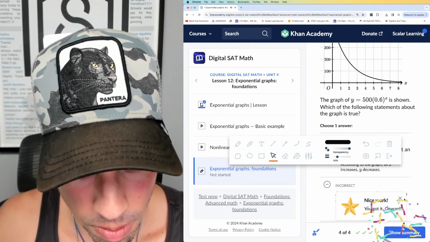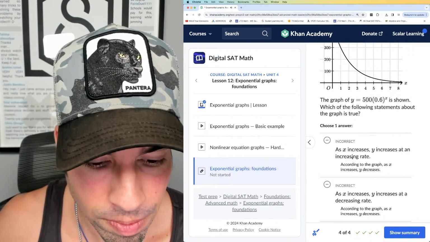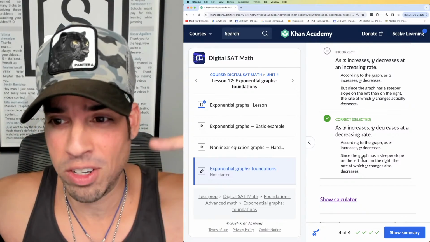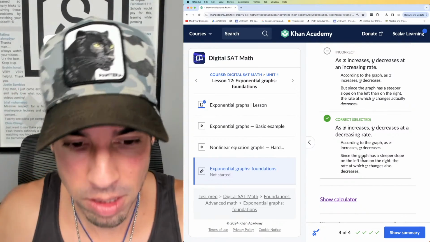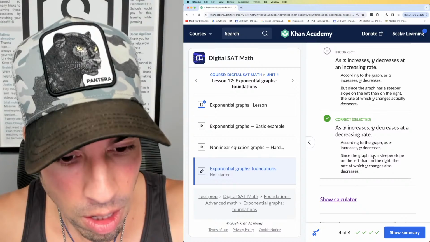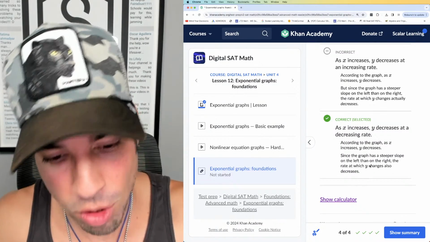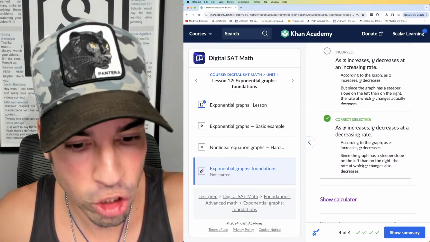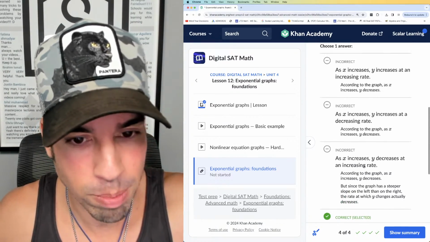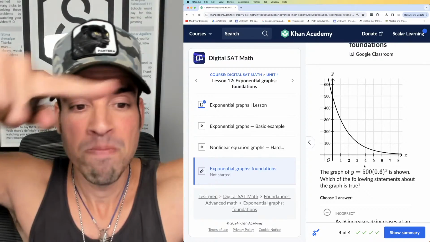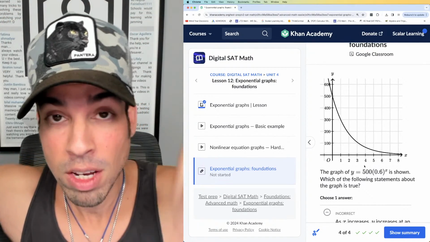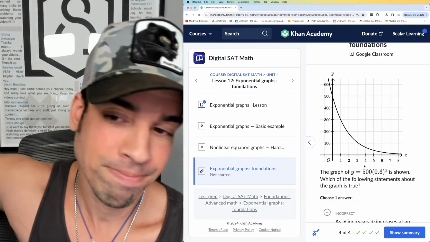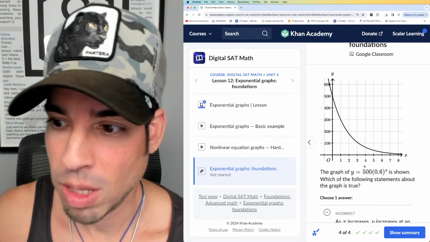Let's see. Yeah. Again, I kind of picked that because I believe that's what they wanted you to pick, but it's weird. Again, I don't think this is going to show up on the SAT. Let's read their explanation. Since the graph has a steeper slope, yeah, so this is kind of what I explained. Since the graph has a steeper slope on the left and on the right, the rate at which y changes also decreases. But then you could argue the flip side, that the slope is getting less negative. So technically, the rate of change is increasing. But I figured that's what they meant.